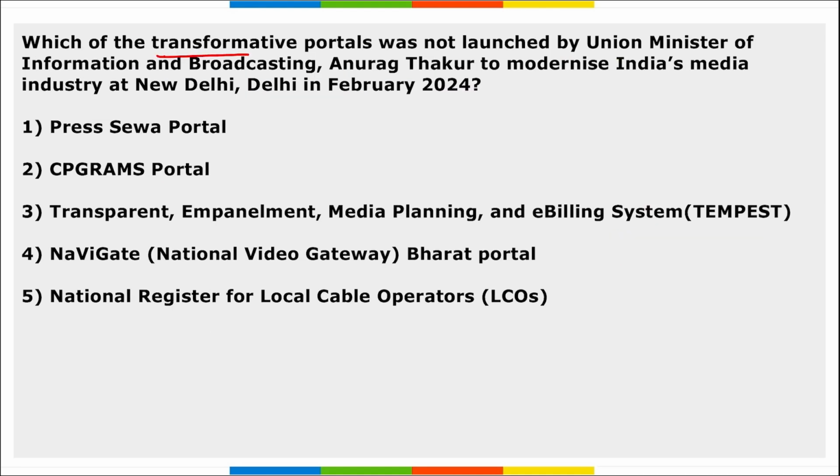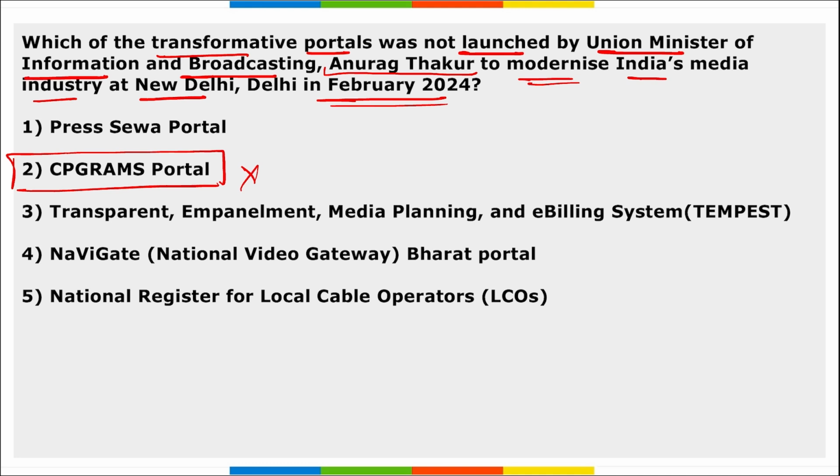Next, which of the transformative portals was not launched by Union Minister of Information and Broadcasting Anurag Singh Thakur to modernize India's media industry at New Delhi in Feb 2024? Tell me, which of the following portals were not launched here? So all these portals were launched except CPGRAMS portal, right? All these portals were launched, correct? And it was launched by Anurag Singh Thakur to modernize India's media and industry at New Delhi in Feb month.